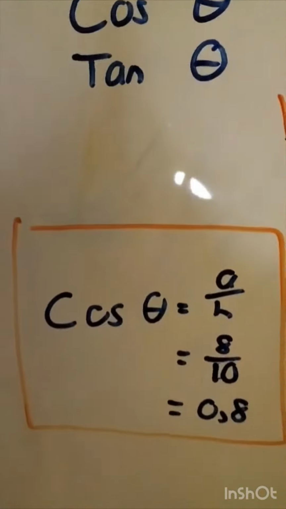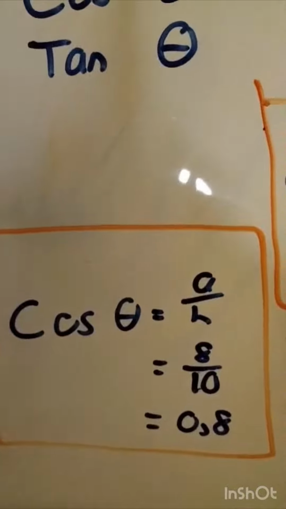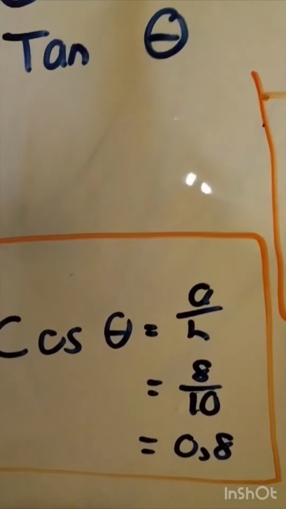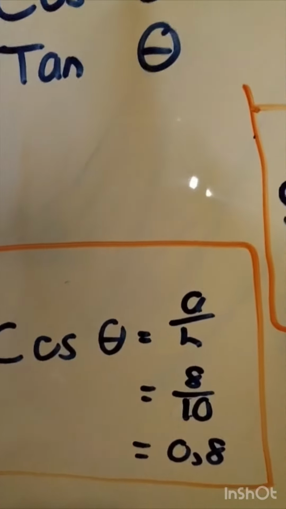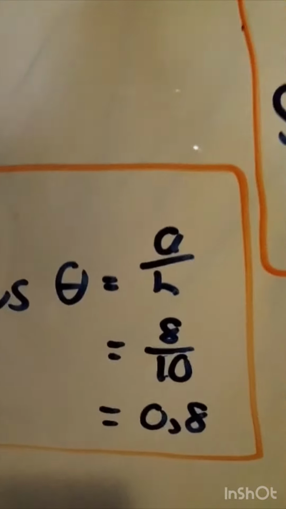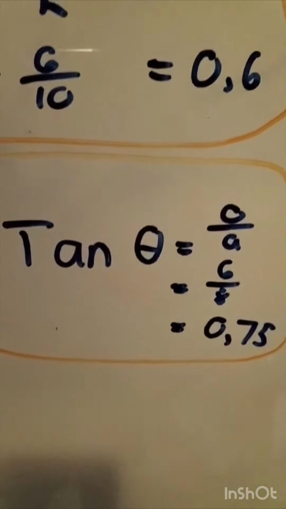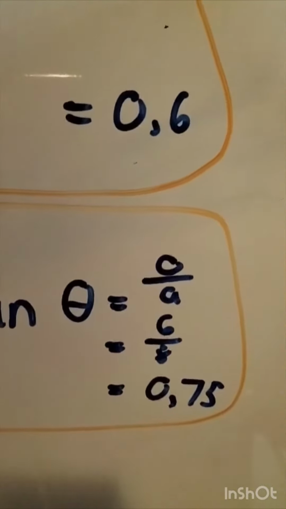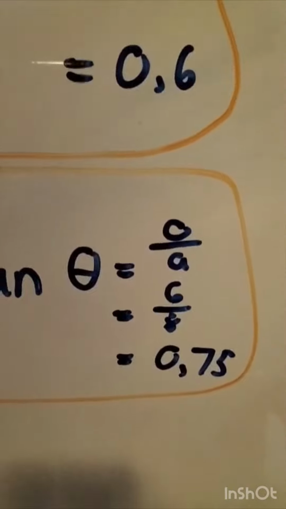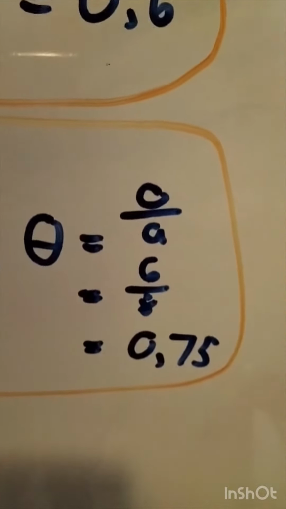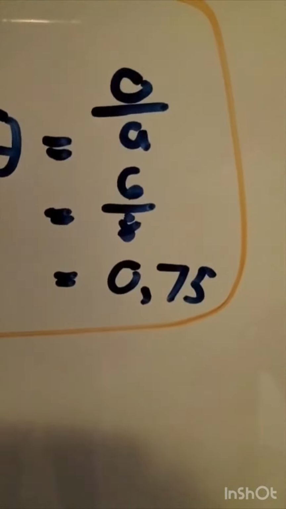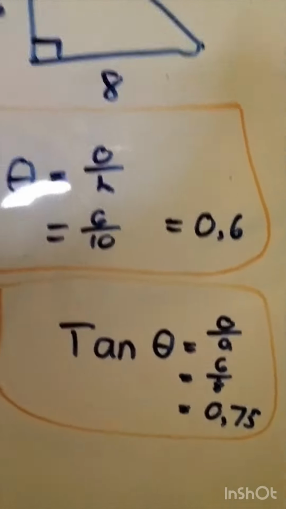And then we go into our cos theta, and then it will be your hypotenuse over your adjacent side, which you'll get 8 over 10. And if you work that out, you get 0.8. And then you get your tan theta, and that is your adjacent side over the opposite side, and you'll get 6 over 8. And then if you work that out, it'll be 0.75.